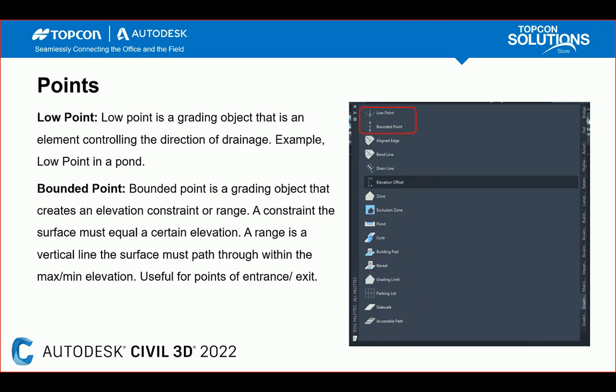Okay, points. Just a brief description of each of these. So a low point is a grading object that has an element controlling the direction of drainage. Example is a low point in a pond. A bounded point is a grading object that creates an elevation constraint or range. A constraint, the surface must be equal to a certain elevation. So say your elevation needs to be 4 feet in one spot. This can be useful if you have a corridor that's already been finished, and then you need to tie in your parking lot to your corridor. You use a bounded point so that that surface will meet at that corridor.